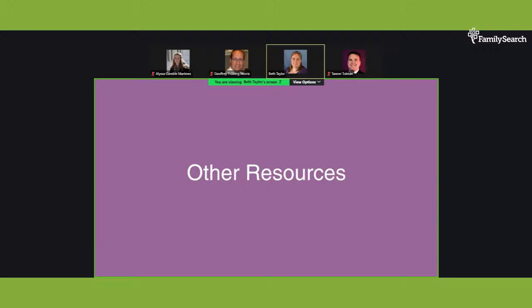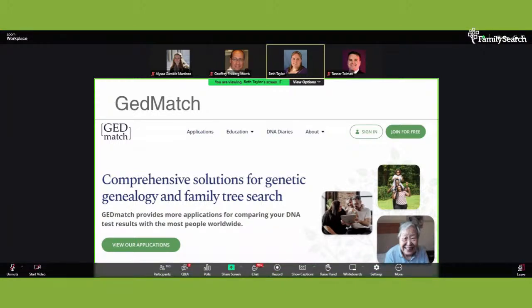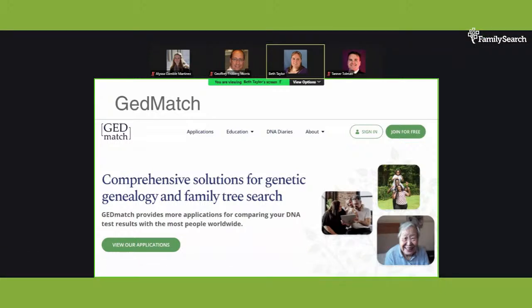So let's kind of end the class just by talking about some other resources that can be helpful that you'll want to be aware of if you haven't played around with them. Let's start with GEDmatch. GEDmatch is kind of trying to solve the problem: what if you take a DNA test at Ancestry and your cousin takes a DNA test at 23andMe? How do you compare? How do you work with the DNA? So GEDmatch said, we'll build a tool where you can both upload your DNA and we'll compare. So GEDmatch doesn't test itself. They don't do any testing, but they'll allow you to upload your results from any other company, and then they'll do comparisons for you.